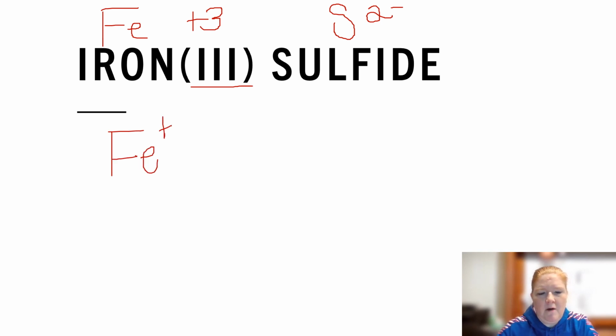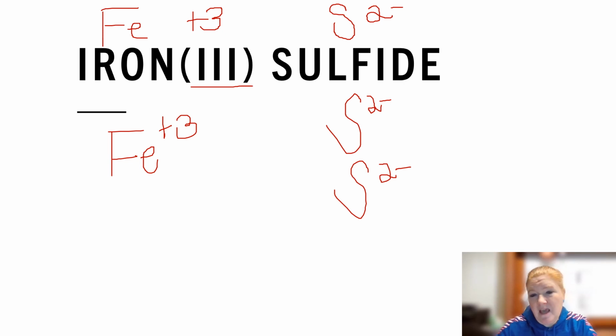Now I'm going to count how many positives I have all together. I have +3 and +3, that gives me +6. Can I make -6 with -2s? I sure can. So I'm going to add another sulfide, that gives me -4, and another sulfide, that gives me -6. So now I have +6 and -6. That cancels, they balance each other out, equals 0 when I add them.